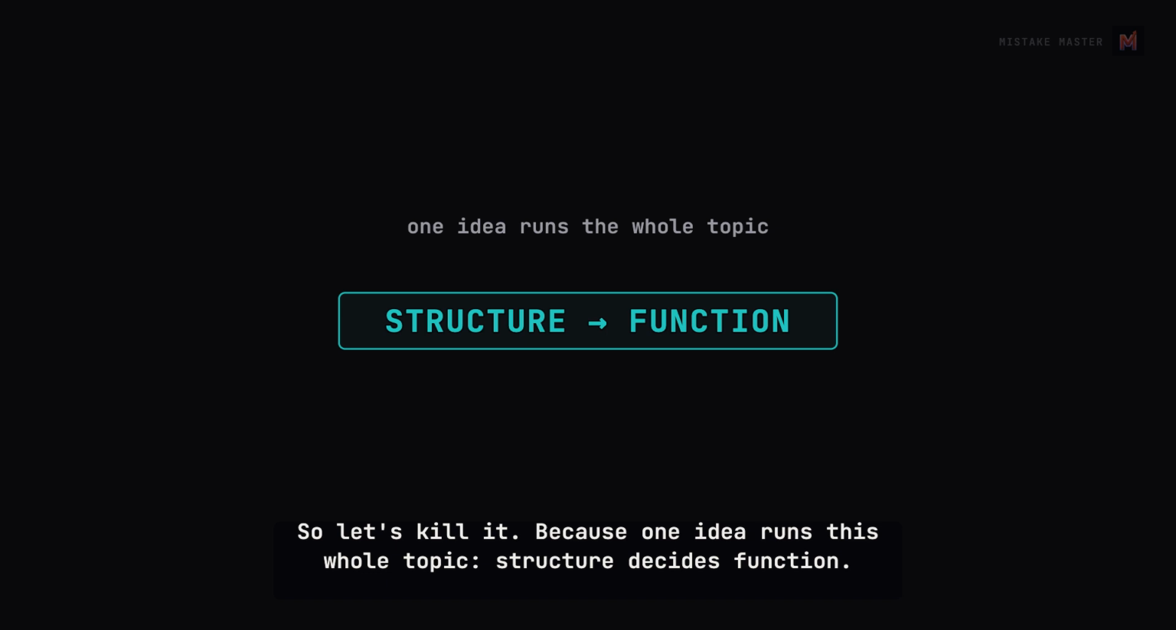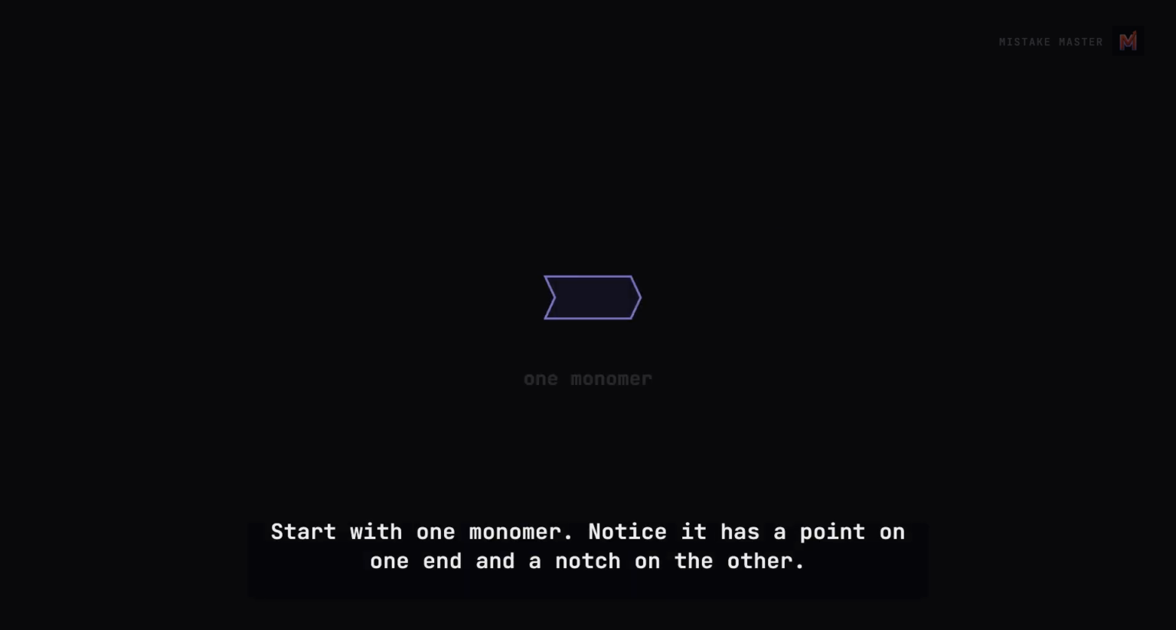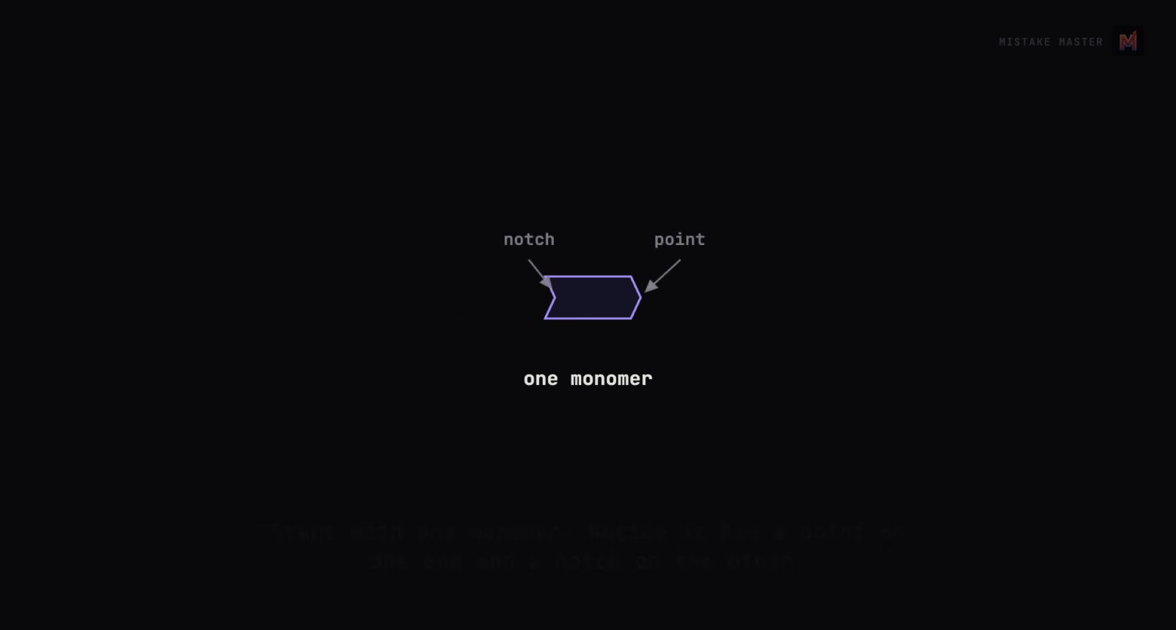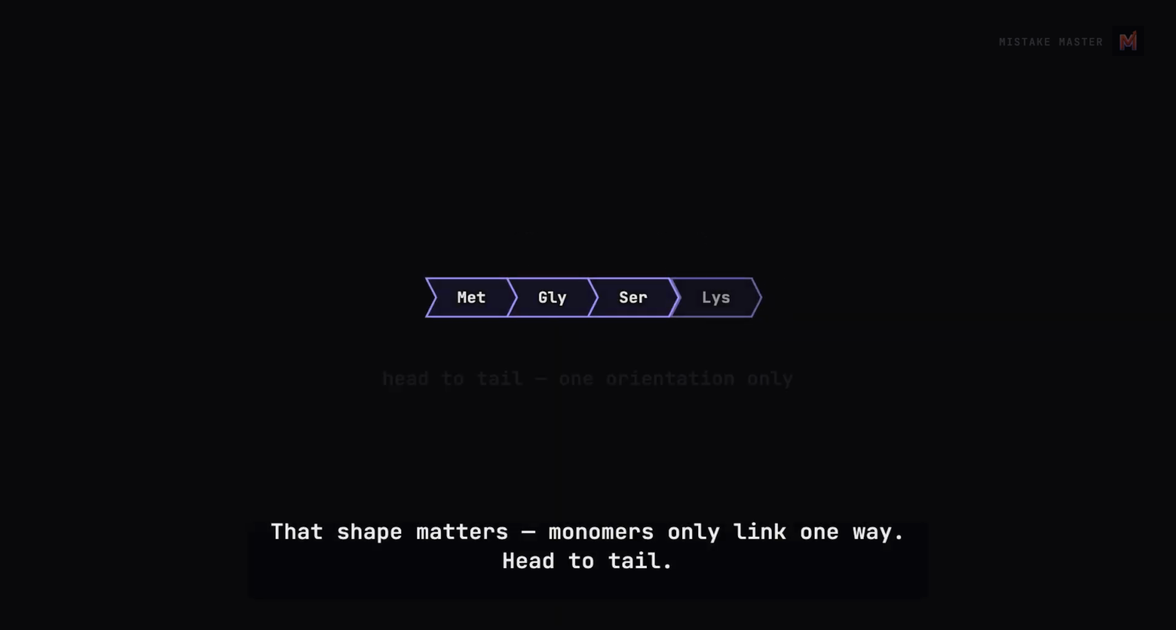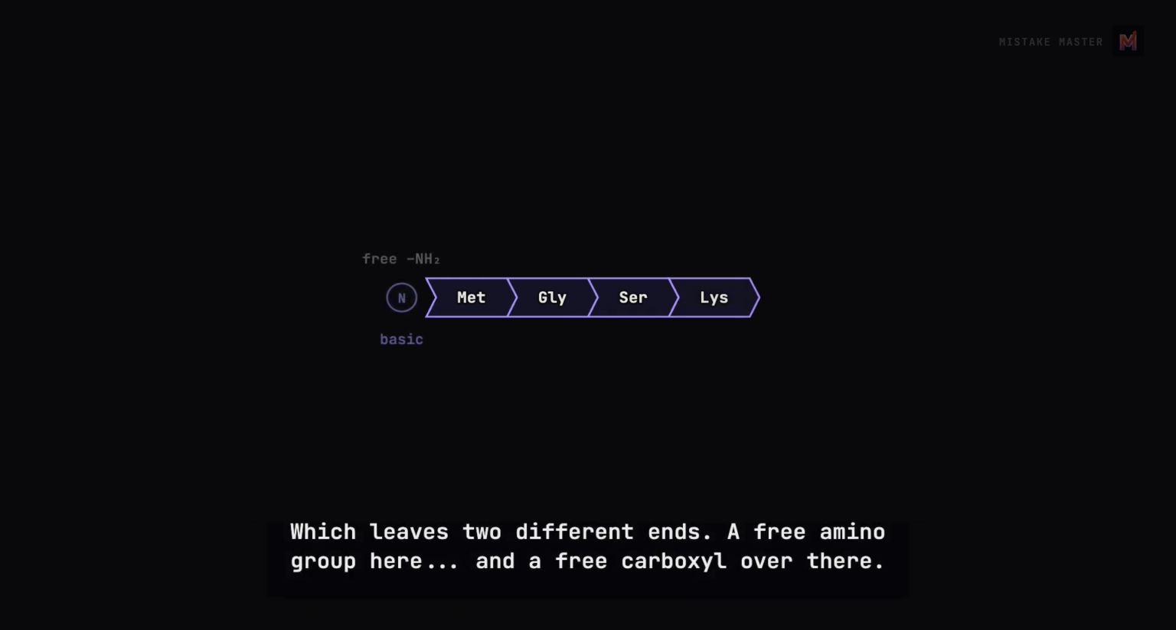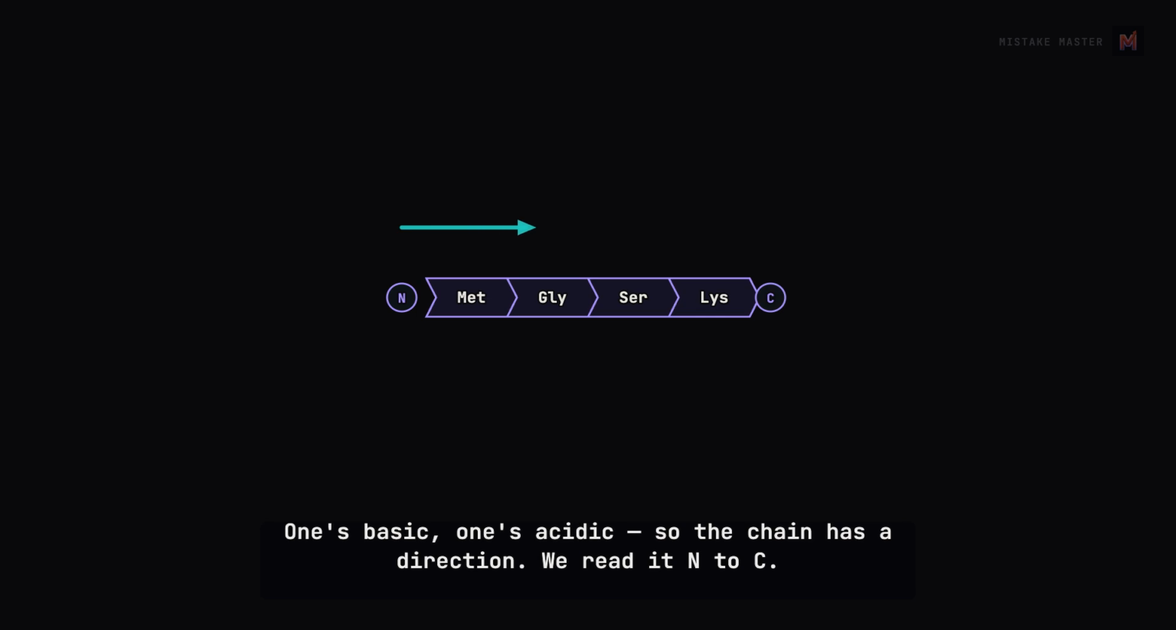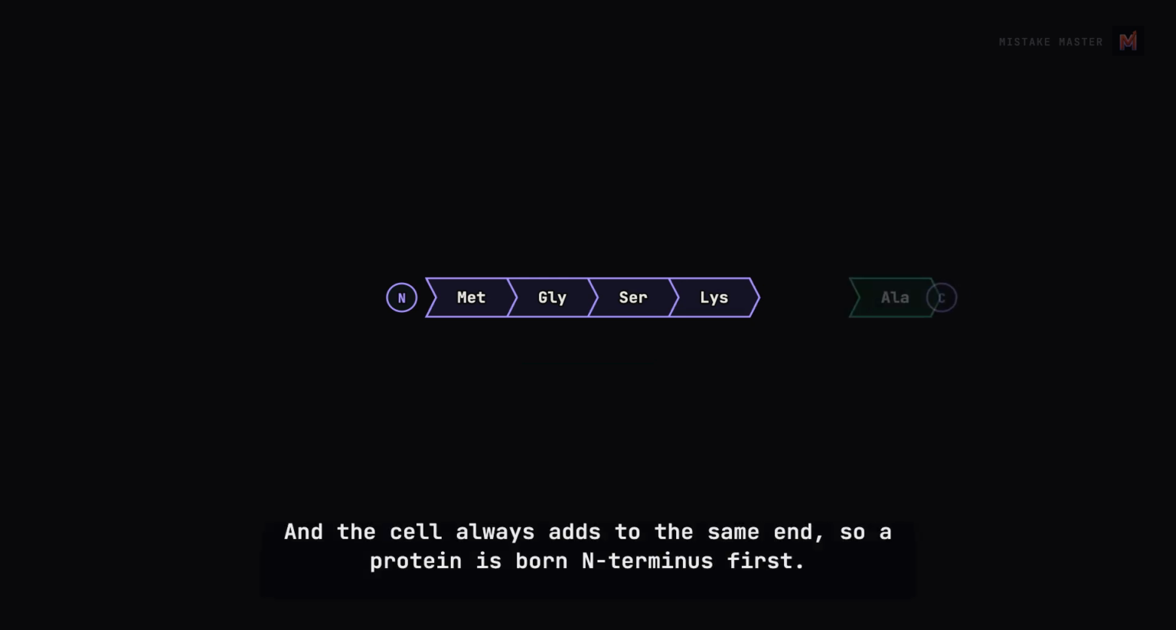Structure decides function. Start with one monomer. Notice it has a point on one end and a notch on the other. That shape matters. Monomers only link one way, head to tail, which leaves two different ends. A free amino group here and a free carboxyl over there. One's basic, one's acidic. So the chain has a direction. We read it N to C. And the cell always adds to the same end. So a protein is born N-terminus first.